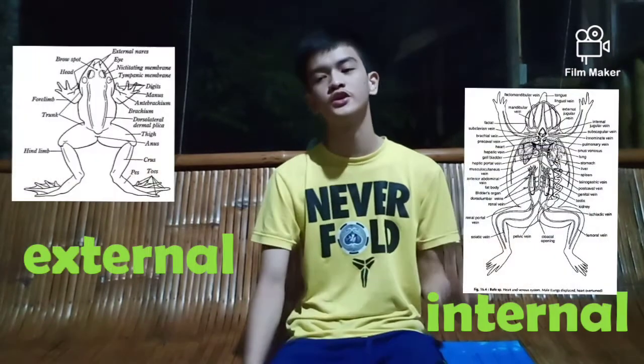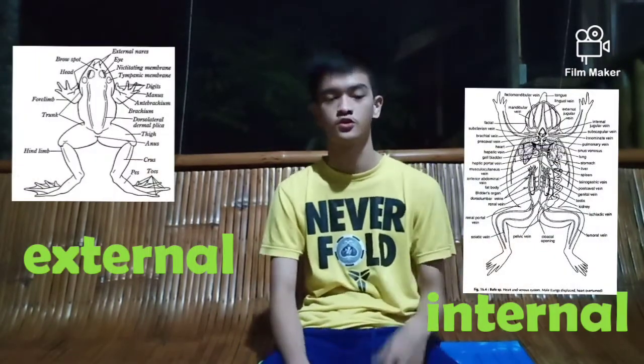Enough talking about the female and male differences. Let's talk about the internal and external anatomy of the toad itself. The external and internal anatomy is always divided into two parts, the axial and the appendicular. The axial is composed of the head and the trunk, while the appendicular is composed of the hind limbs and the forelimbs.